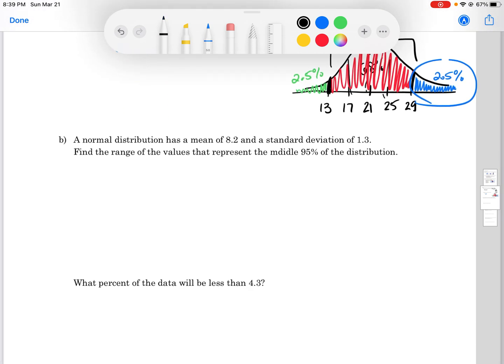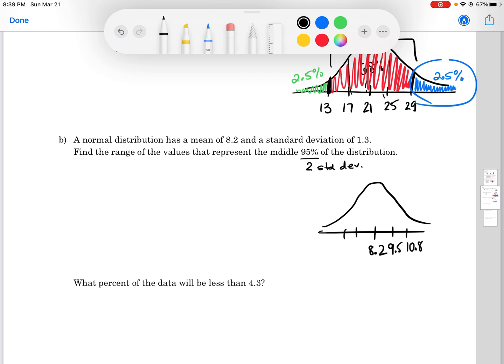Same type of question here. So we have a normal distribution. Our mean is 8.2. And our standard deviation is 1.3. What's the middle 95%? That's 2 standard deviations in both directions. 1, 2, 1, 2. So we want to go up 1.3. So if we add 1.3, that's going to give us 9.5. If we do that again, that's going to give us 10.8.